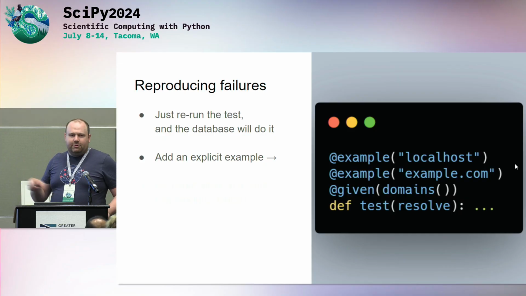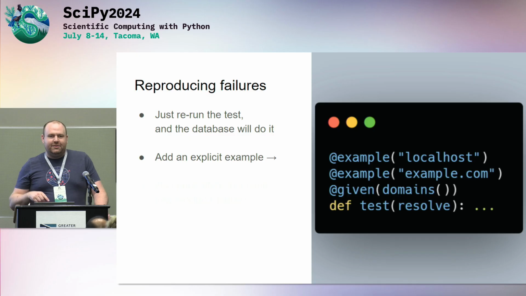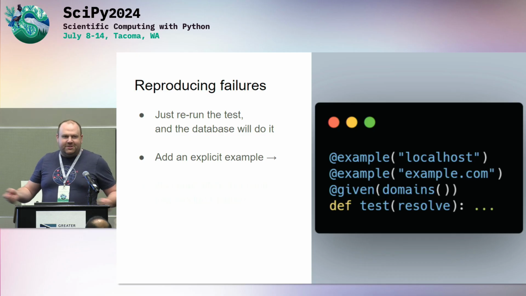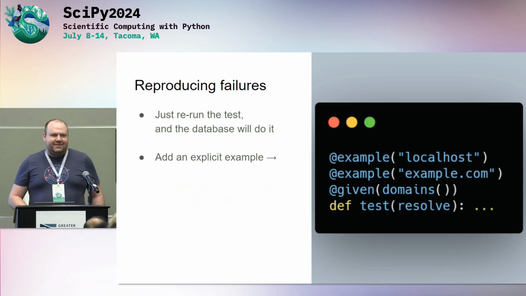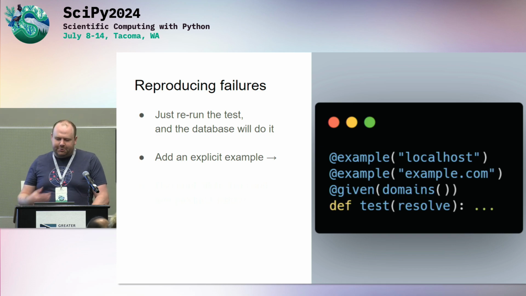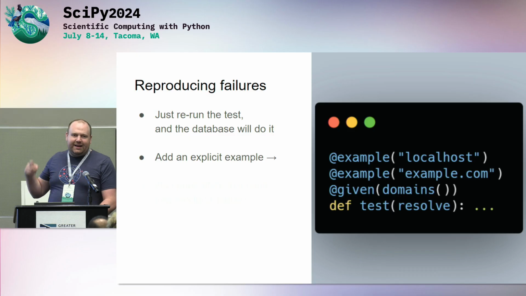Quick show of hands, who actually worked through that part of the tutorial already? One person? 3 people? Okay, a couple more. The tutorial material shows this off. @example is just like @given, except instead of taking strategies, it takes the values that could be generated. So here we have some example domains, and then @given with the domains strategy.